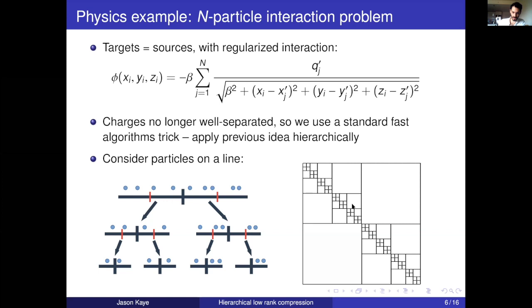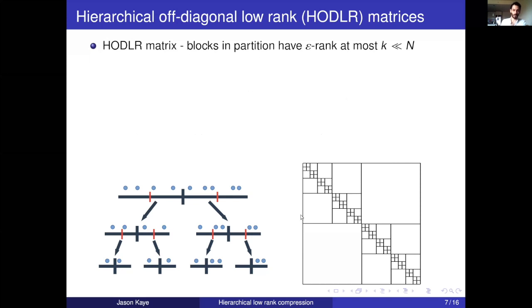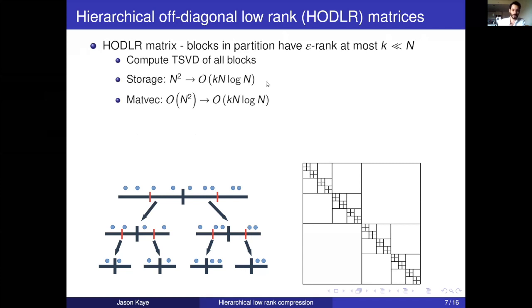We continue this partition of the matrix down towards the diagonal until we have a small constant number of particles per box. So if this works, we get what's called a hierarchical off-diagonal low-rank, or HODLR, matrix. And that just means that we make this partition and all of these blocks have epsilon rank at most K. And then we could compute the truncated SVD of all the blocks. And when we count things up, we find that we have K n log n storage cost as opposed to n squared of storing this matrix.